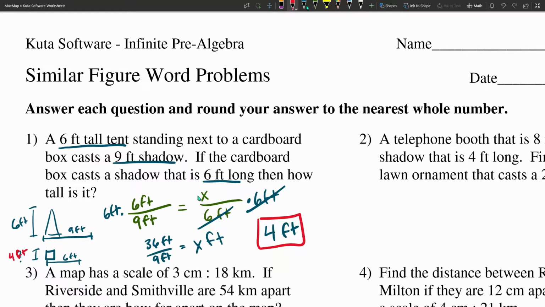If we wanted to set up our proportion another way, really quickly, I'll do it right here on the side. We could have done how tall our box was, x, over how tall the tent was, 6, and that would be equal to the length of the box shadow, 6, over that 9. Either way, we're going to get the same exact solution. Let's move on to number 2.